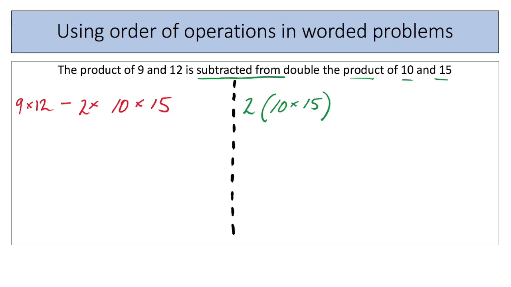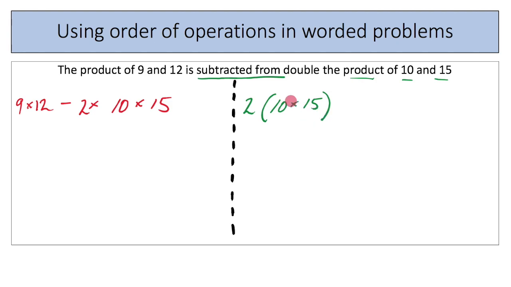The reason for that is because when we have multiple multiplications, you simply just do it left to right. So this would be 2 times 10 is 20, times 15. But that's not what we want. We want to go 10 times 15, then times that by 2. And this is the correct way to do it, and I've done that through the brackets.